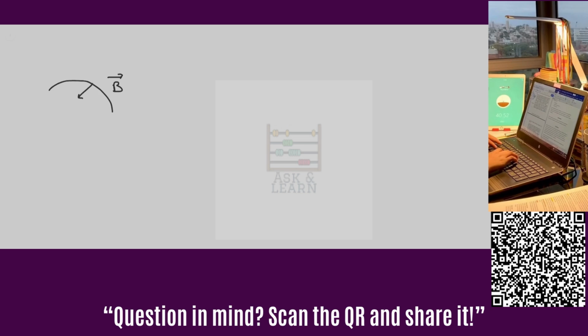B is equivalent to 43 micro Teslas, and we can always transform that magnetic field into Teslas by saying this is equivalent to 43 times 10 to the minus 6 Teslas. That's the vertical component, and it's pointing downwards in Arizona.